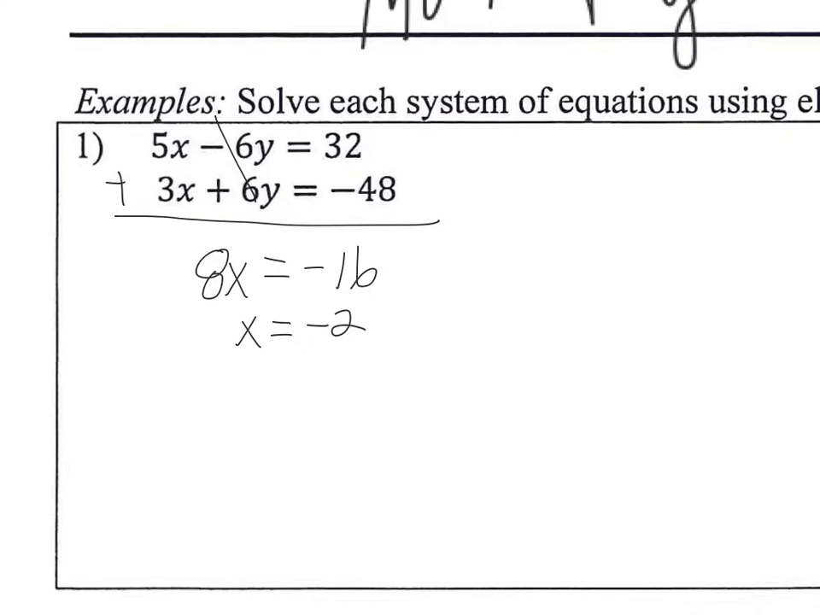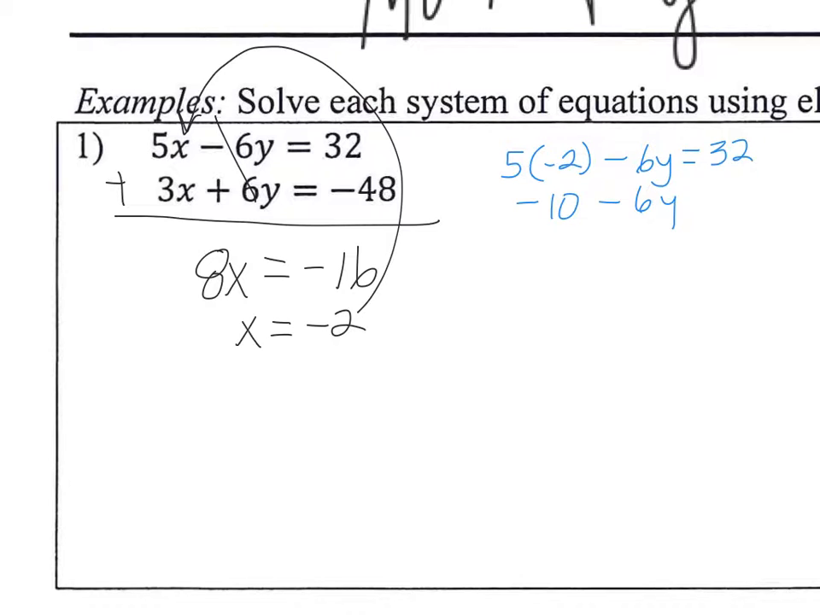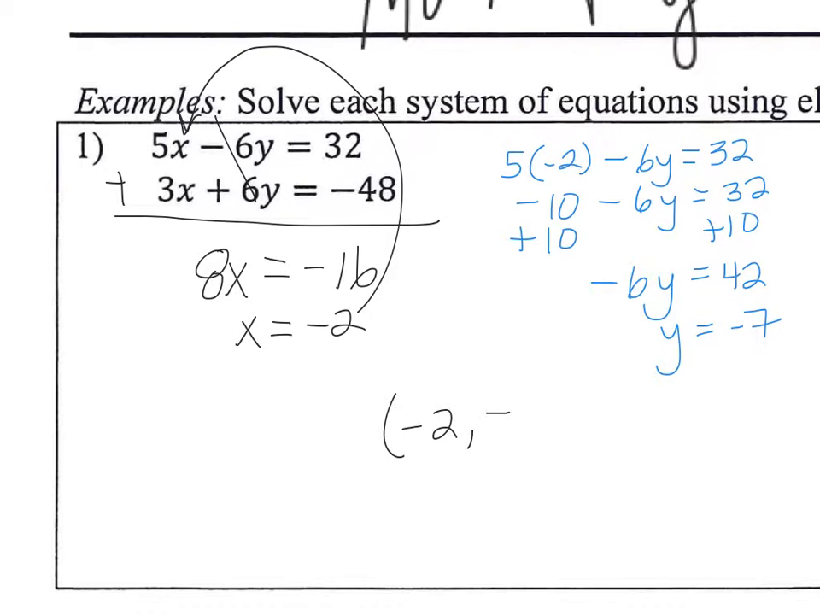Now it turns into a substitution problem, because you take this negative 2 and substitute it in for x in either the first equation or the second equation. I'm going to do that over here. So 5 times negative 2 minus 6y equals 32. Negative 10 minus 6y equals 32. I'm going to add 10 to each side. Negative 6y equals 42. y equals negative 7. So my ordered pair is negative 2, negative 7. That's my answer.